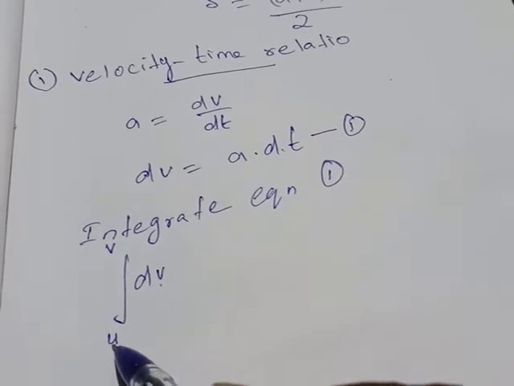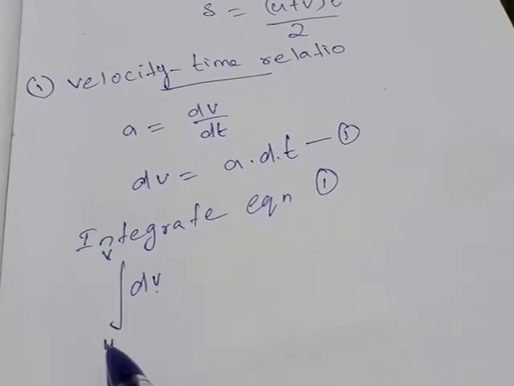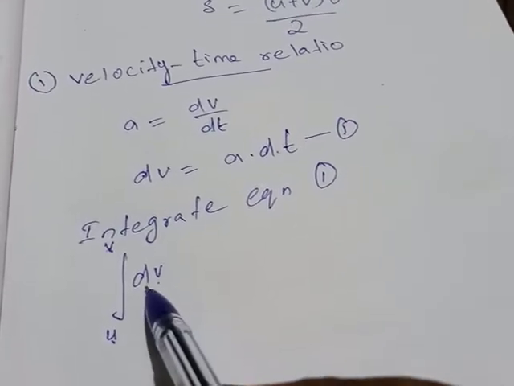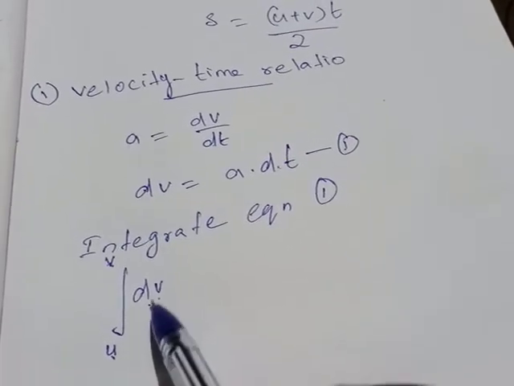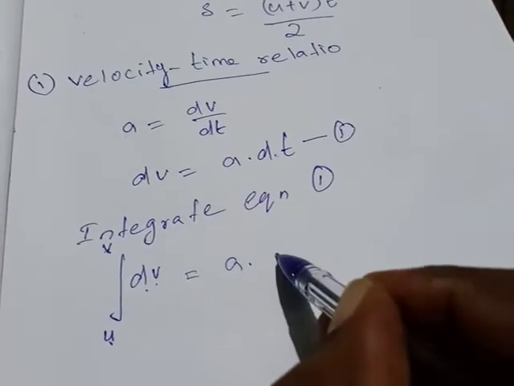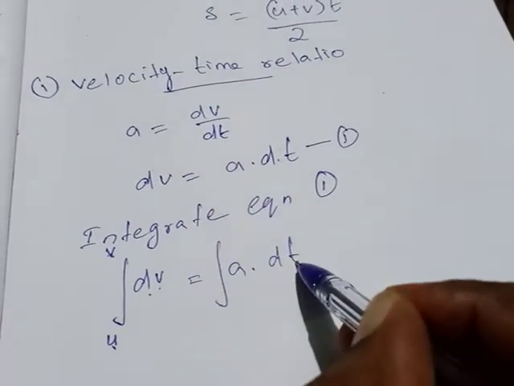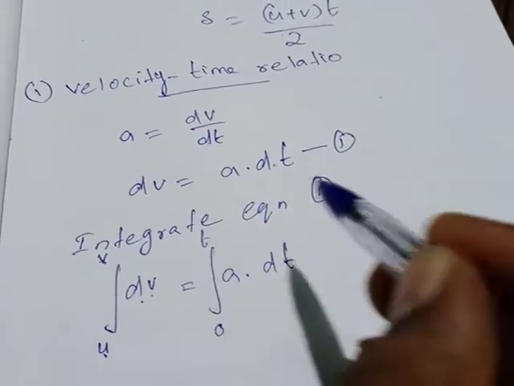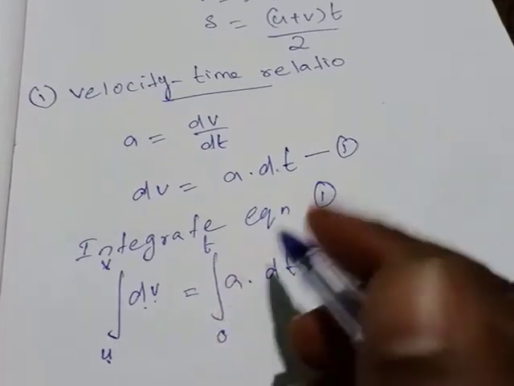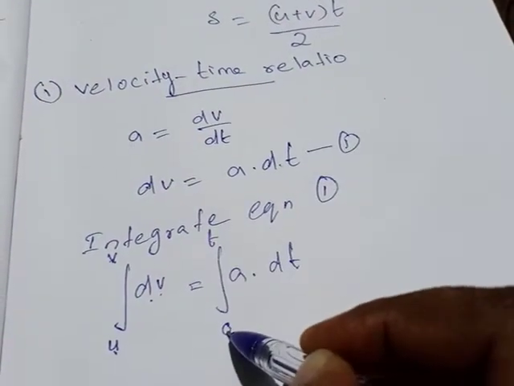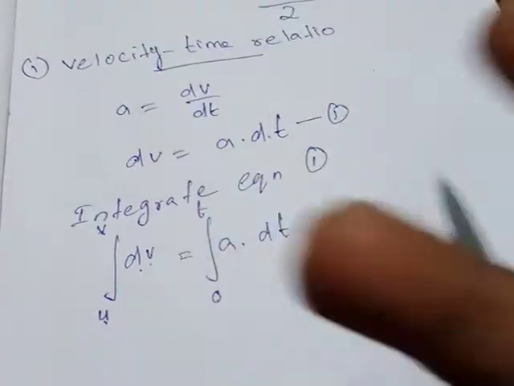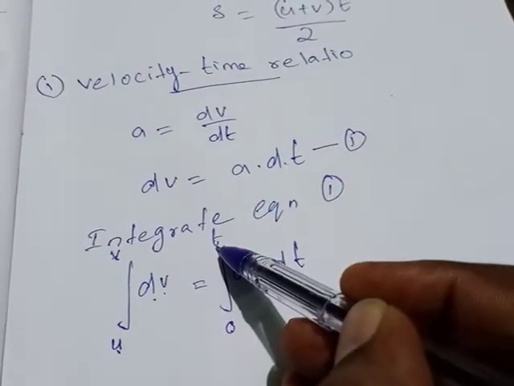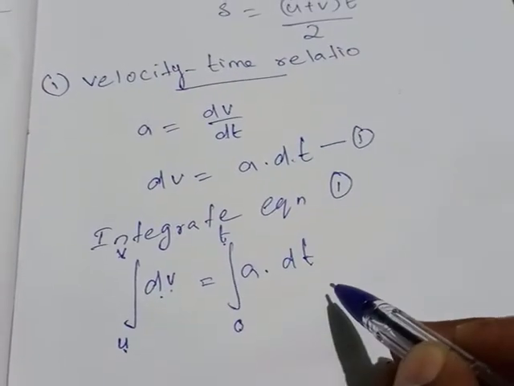u means initial velocity, v means final velocity. So from initial velocity to final velocity we are finding this velocity. For a dt, since t is there, you have to integrate from time 0 to t. That means from initial time to final time. The initial time is 0 and the final time is any time, maybe 2 seconds, maybe 4 seconds, maybe 5 seconds. So we are integrating this equation.